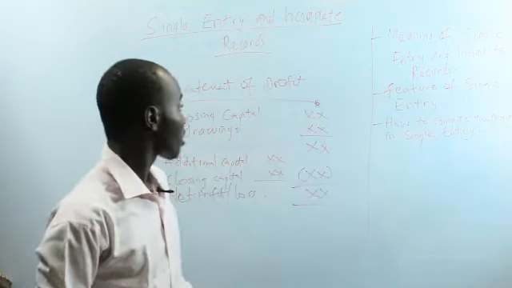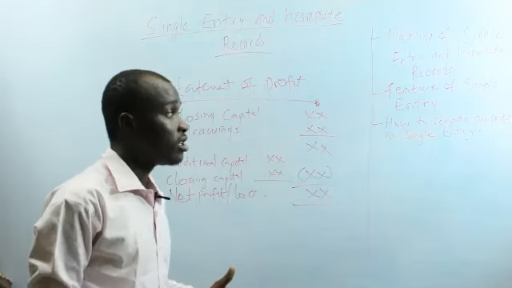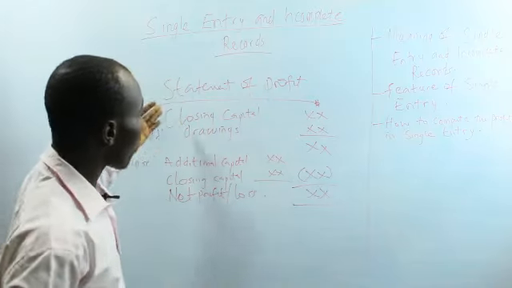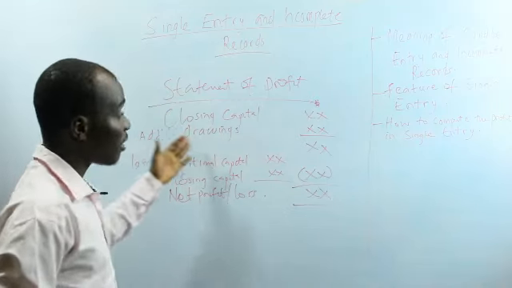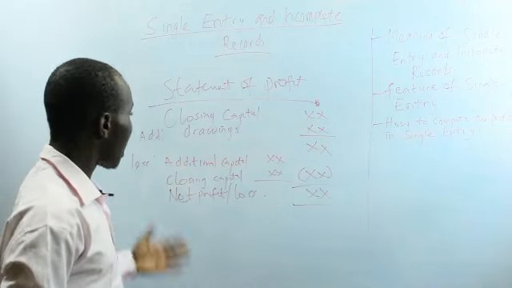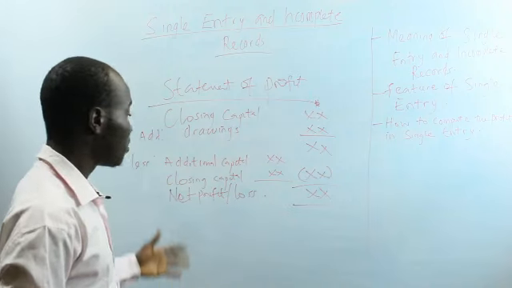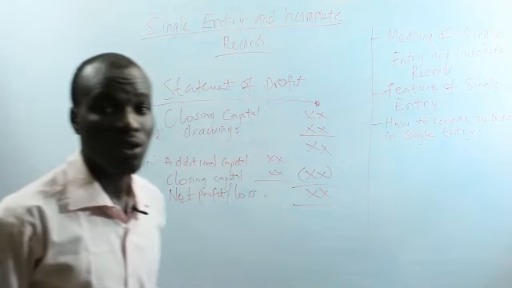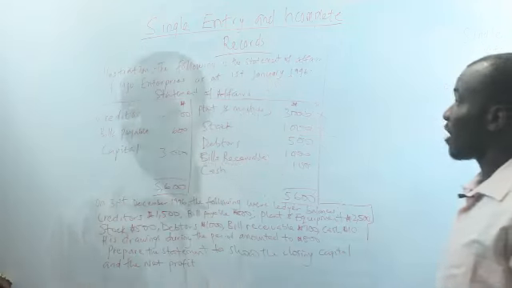So this is the way we can calculate our profit or loss in the single entry system. So we are going to have our closing capital. After we calculated that, we add our drawings during the period. So we less additional capital during the period and also the opening capital, to determine the net profit or the net loss in the period. So let's take an illustration on that.